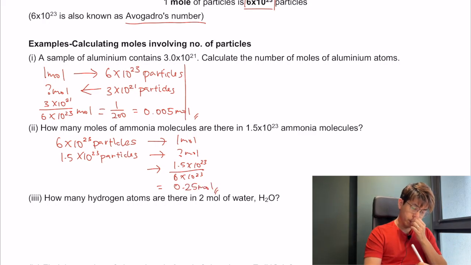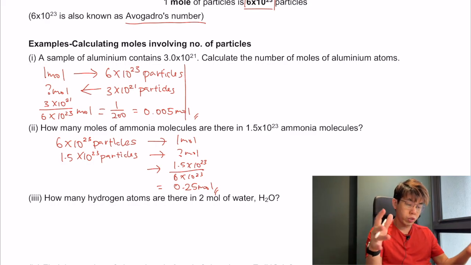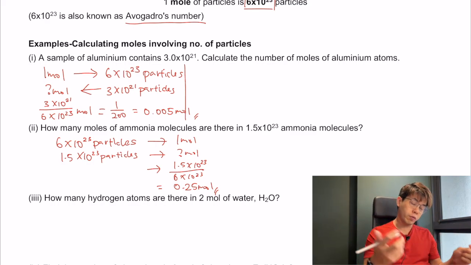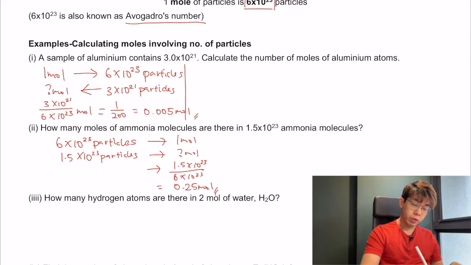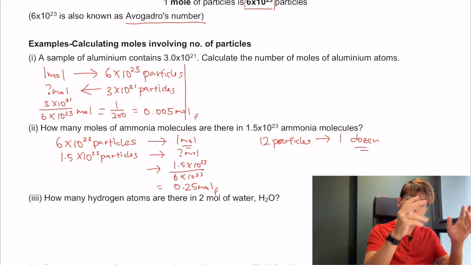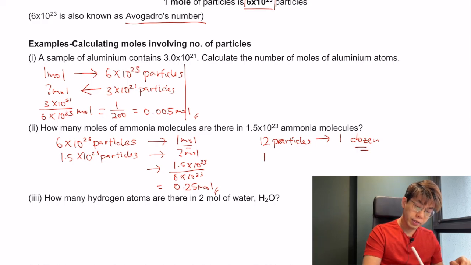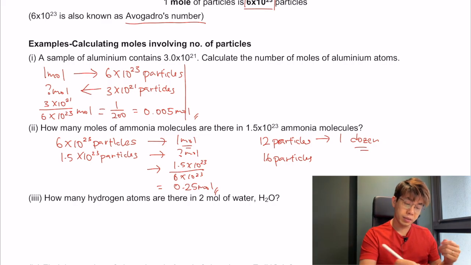Now, some of you might be wondering, Mr. Benjamin, which number should I put on top? So always use an example if you have a problem. Let's say I have 12 particles, that means I have 1 dozen, correct? So I'm using mole and then dozen. 12 particles is 1 dozen. So if I have, let's say, 16 particles, how many dozen is that?